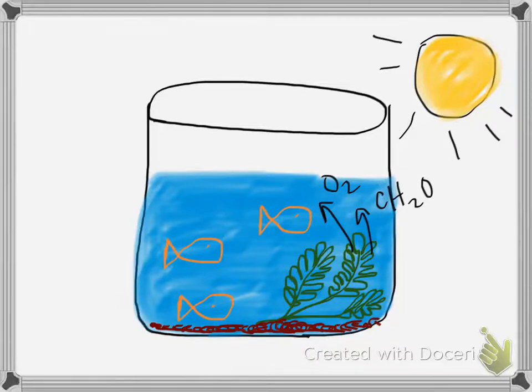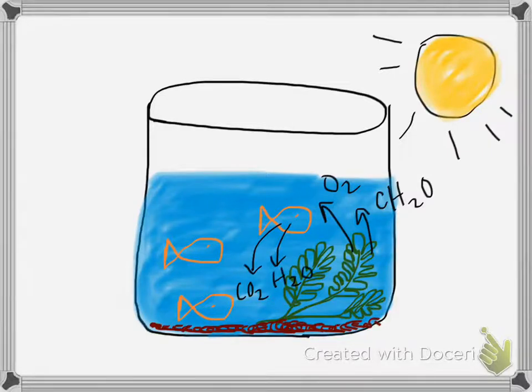Now, what do the fish do with the oxygen? They respire it. What do they do with the carbohydrates? They eat it. And then they make two things. If you don't know, take a look at the picture, page 74. What do the fish make? Carbon dioxide and water.